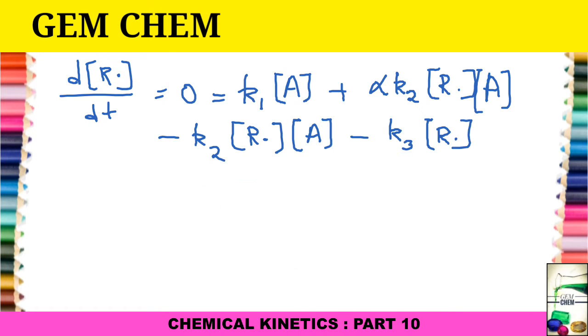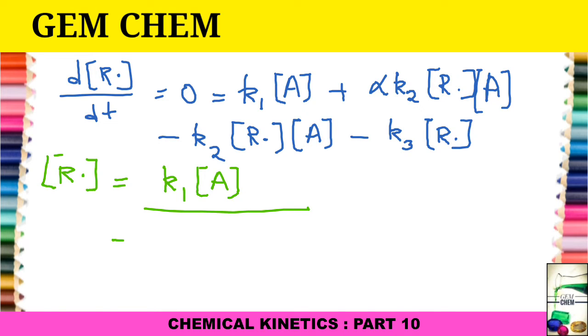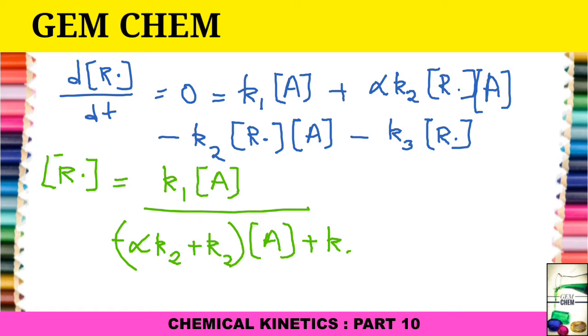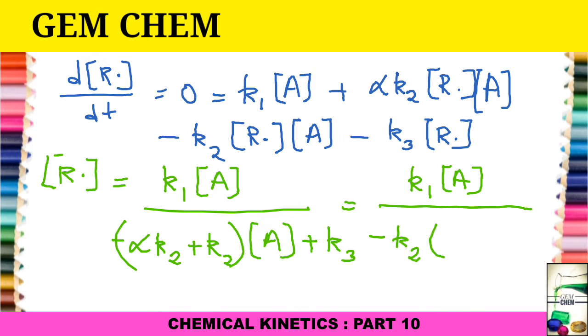From here we can directly write, by simplifying, that the R dot concentration comes to be K1 A concentration divided by (minus alpha K2 plus K2) times A concentration plus K3. This can also be written as K1 A concentration divided by minus K2 (alpha minus 1) A concentration plus K3.